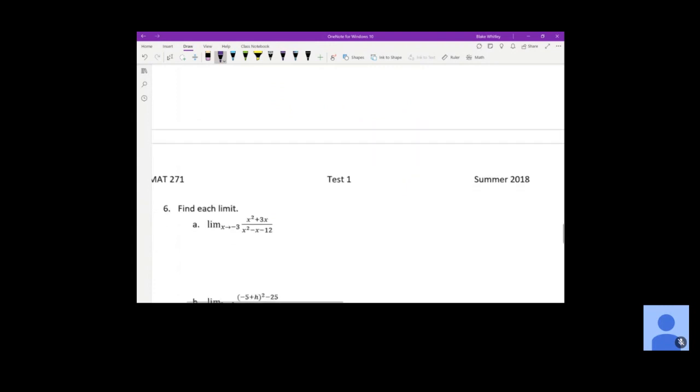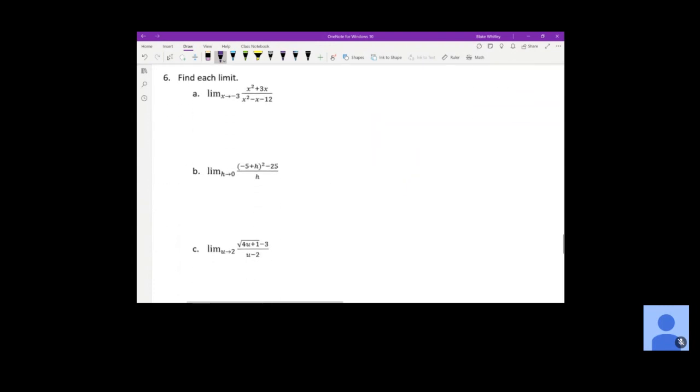All right. Number 6. Okay, so now we're going to calculate each of these limits algebraically. So we want to find the limit as x approaches -3 of that rational function. All right, so how are we going to do this? Okay, good. So we can't direct substitute because it gives us 0 in the denominator. So we are going to have to factor this time, see if we can simplify it.